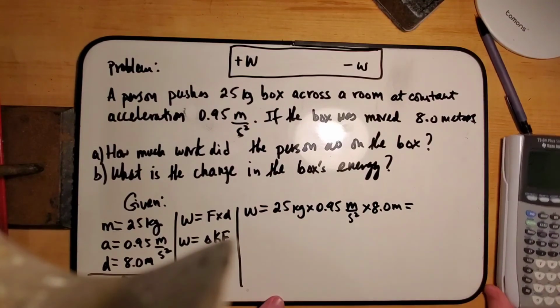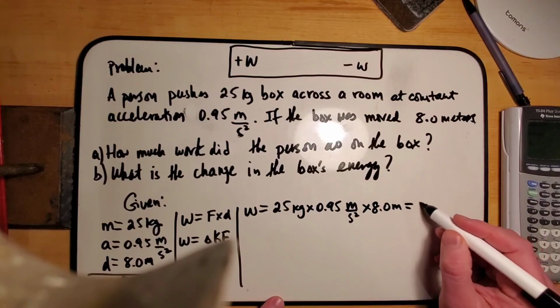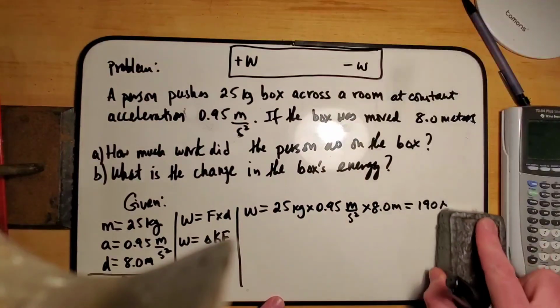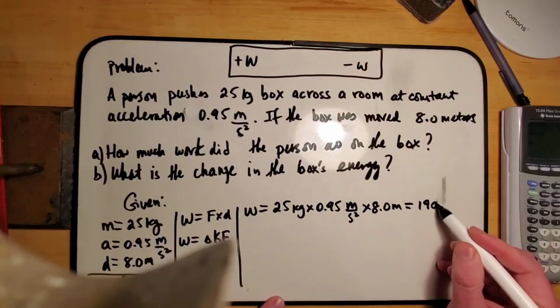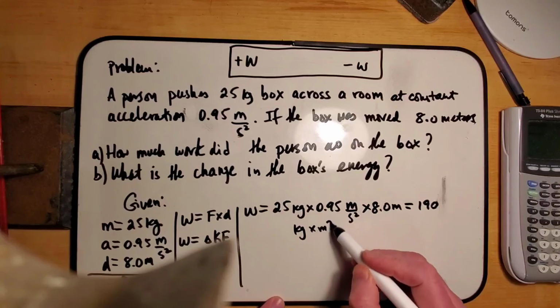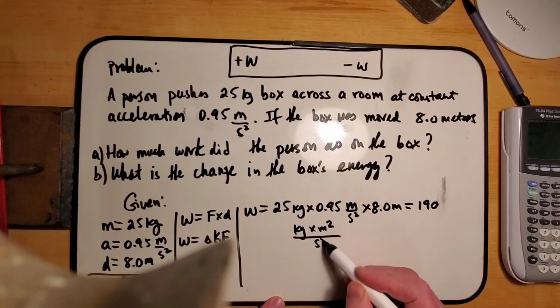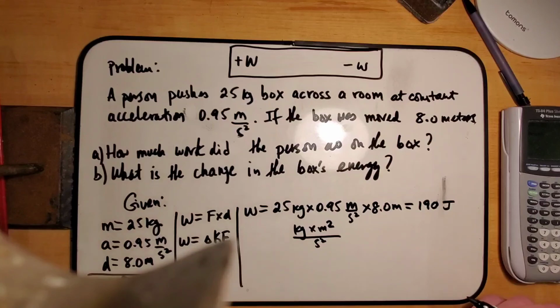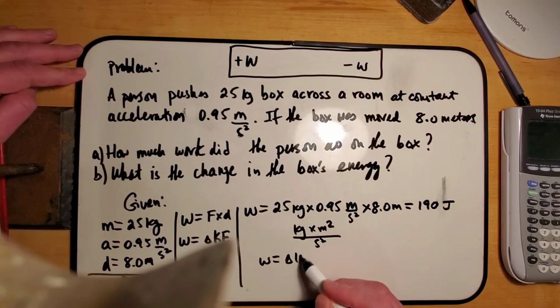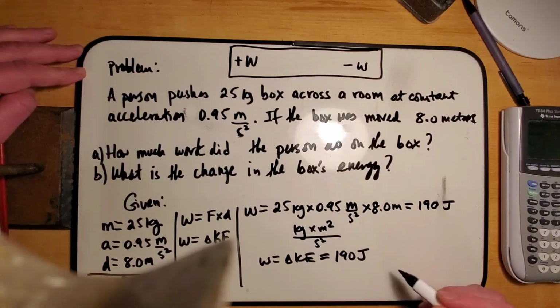So the work, with two significant figures, is 190. I was going to say newtons, but of course it's not newtons, because look at the units: kilogram times meter squared divided by second squared, which is nothing else but joules. So 190 joules, two significant figures. Now, what is the change in the kinetic energy? We know work is equal to the change in kinetic energy. I proved it in the previous video, and it will be just the same number. And that's how you solve problems on work.